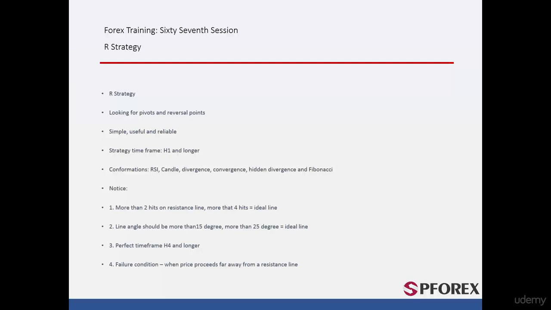Remarkable notifications. A trader must consider the following aspects. Market price must touch the support line at least twice. A support line with more than 4 hits is an ideal support line. A suitable support line has an angle greater than 15 degrees, while it would be ideal if the angle was over 25 degrees. Appropriate time frames are H4 and longer. If the market price returns towards the resistance line considerably after it has crossed a given resistance line, then the R strategy would become ineffective.